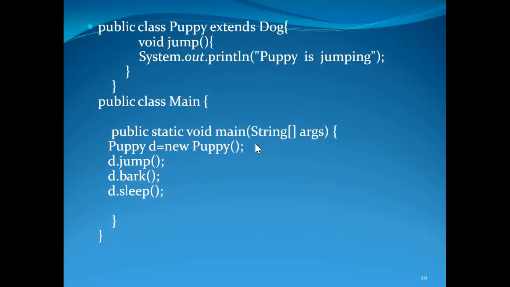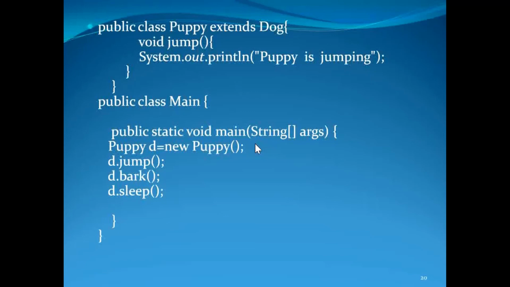Similarly, Puppy is a class. Now Puppy is the derived class whose base class is Dog. So here Dog acts like a base class. So Dog is the intermediary class. It sometimes becomes a base class, sometimes becomes a derived class.